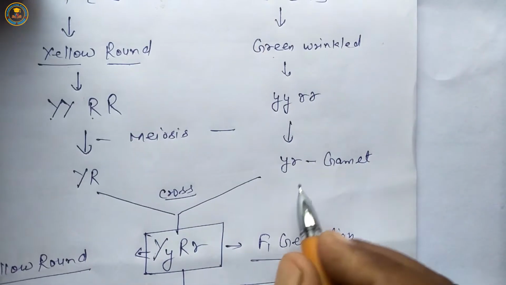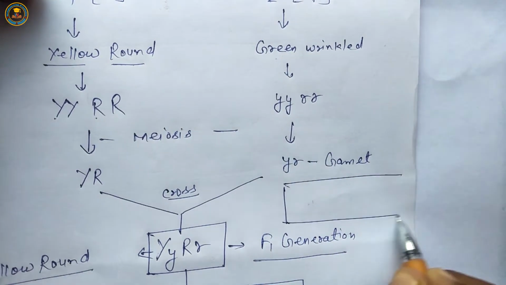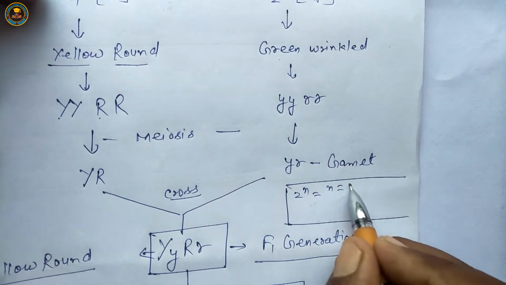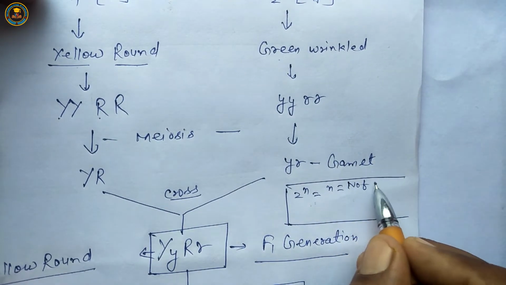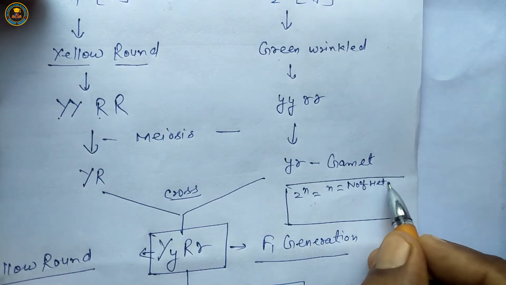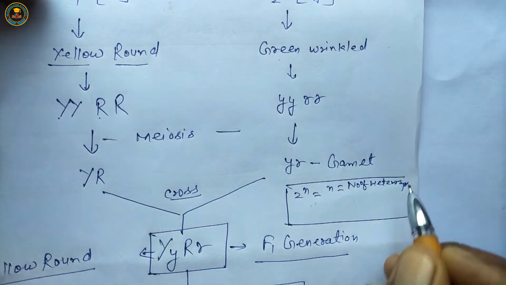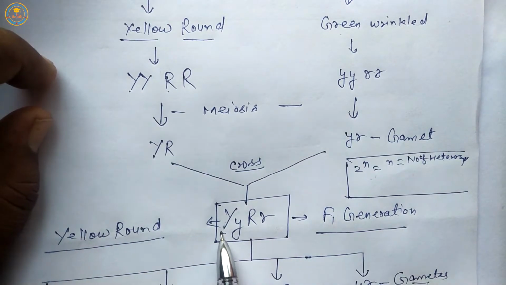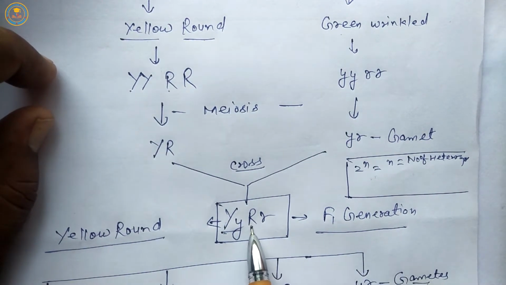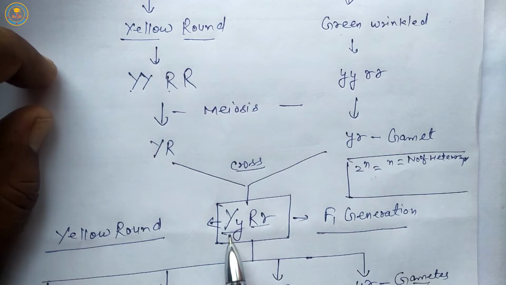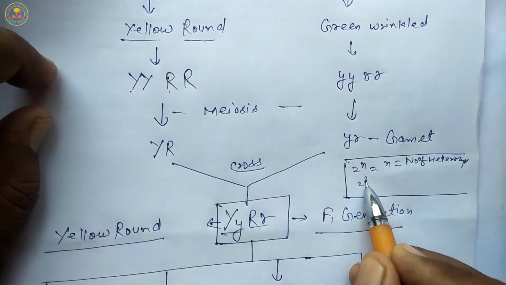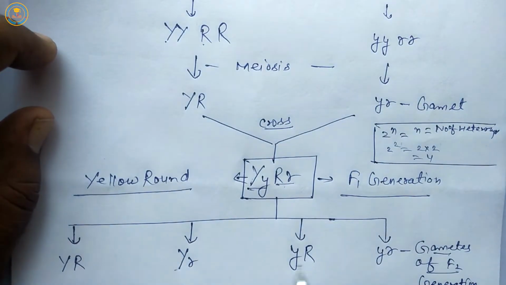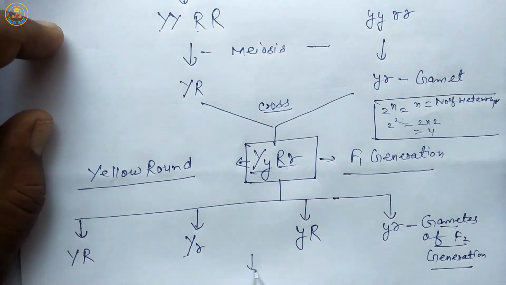Students, remember, the formula for gametes is 2n, where n equals the number of heterozygous pairs. Here this pair is heterozygous and this pair is heterozygous, so the number of heterozygous pairs is 2. So the number of gametes is 4: 1, 2, 3, 4.